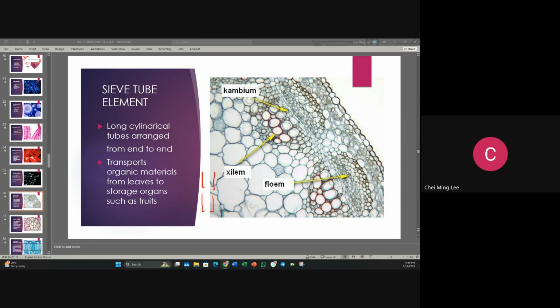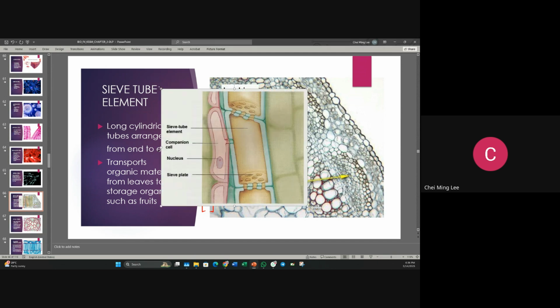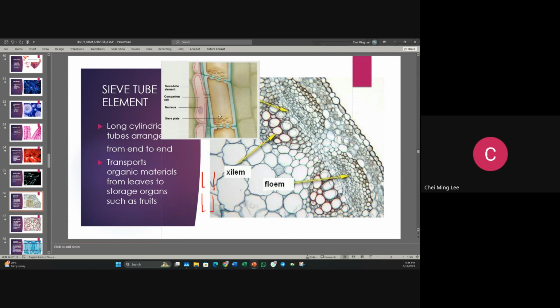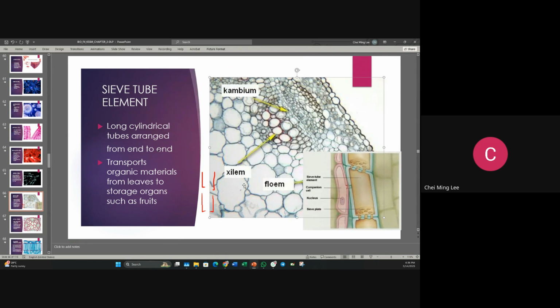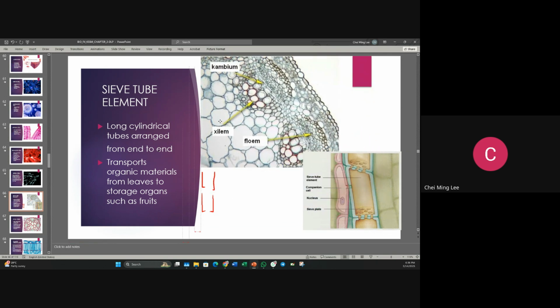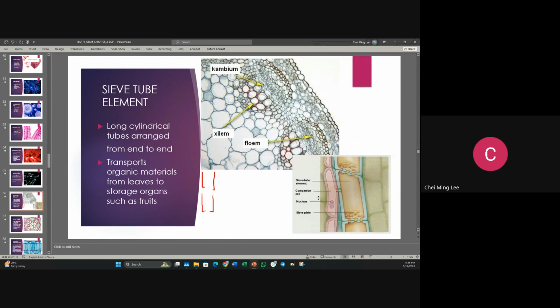Sieve tube element looks something like this. Have you seen the buloh before? Looks like this. Okay, it looks like this. Okay, you see one segment, and then in the middle is kosong. This is called sieve tube, something like your buloh lah.